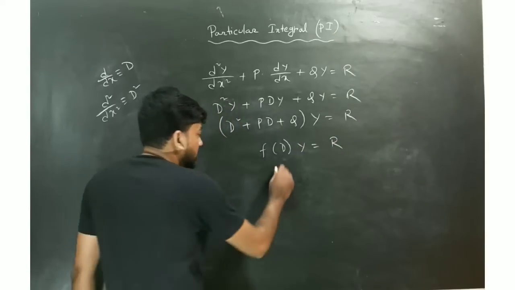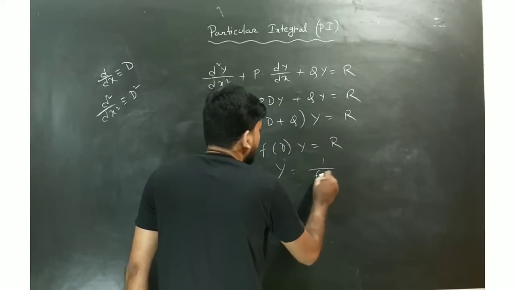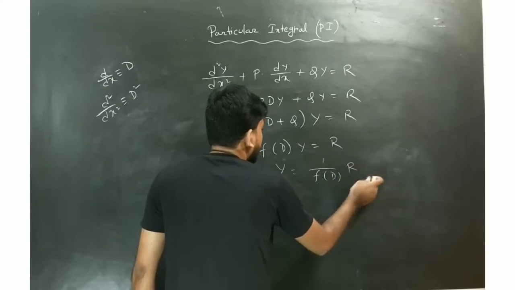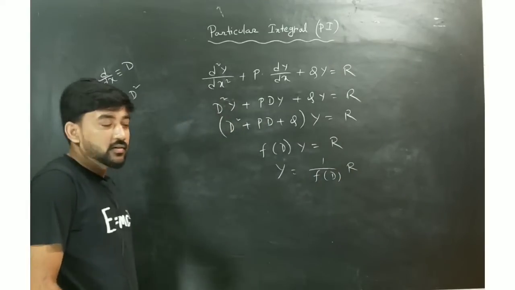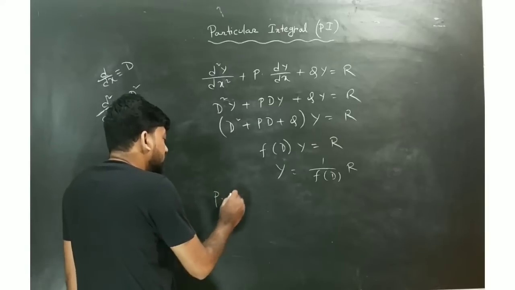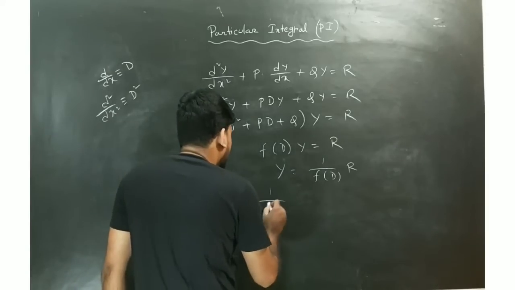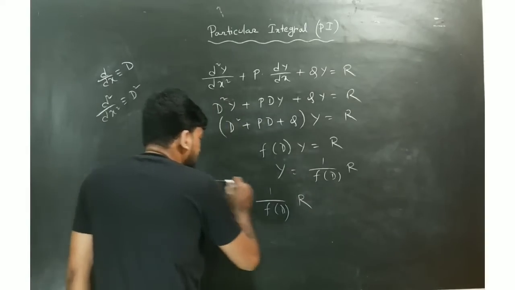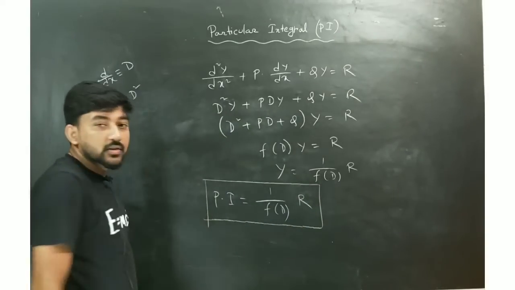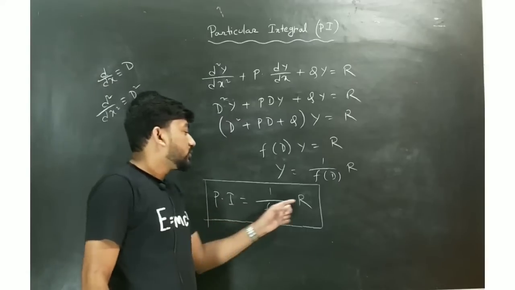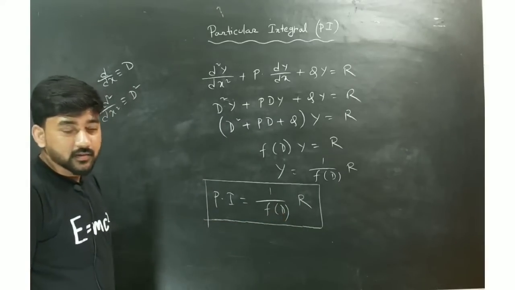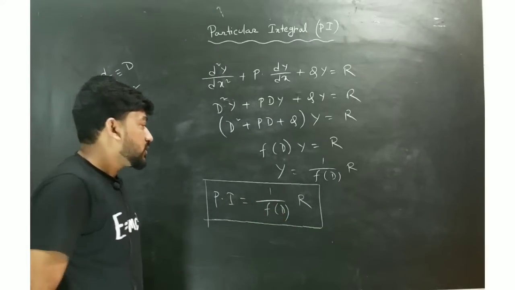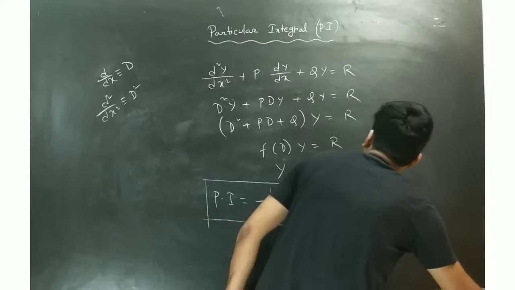So from here, y is equal to 1 upon f(D) into r, and this is your particular integral. So the particular integral is 1 upon f(D) into r. Now let me tell you the rules of finding the particular integral according to the form of the function r. There are various cases, so let me tell you one by one.